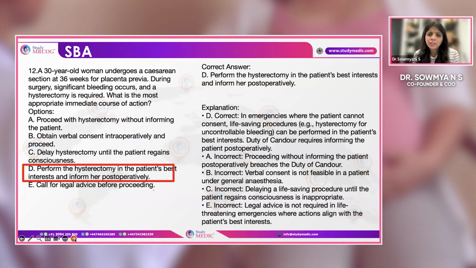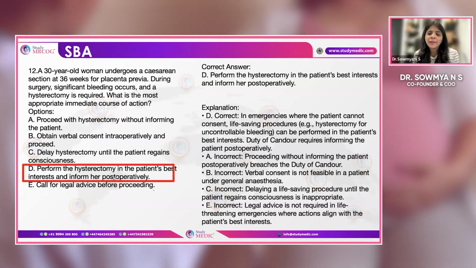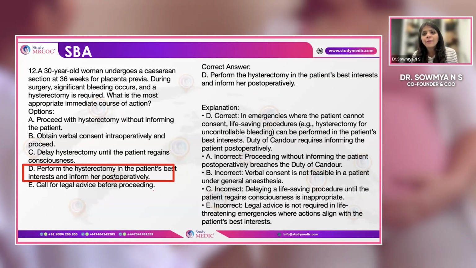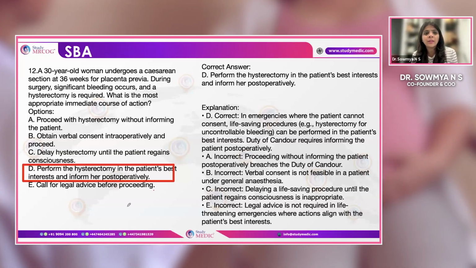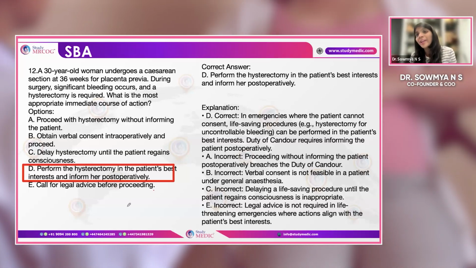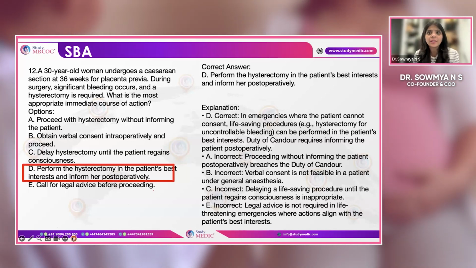Of course, you take two consultant opinion, all that's correct. And that's what is called the duty of candor, being plain and honest after explaining. Of course, you don't take a consent from husband, from next of kin. No, you explain to them, of course, but you are not going to take the consent from them because this is the best interest where you have to save the mother. Hope that's clear.